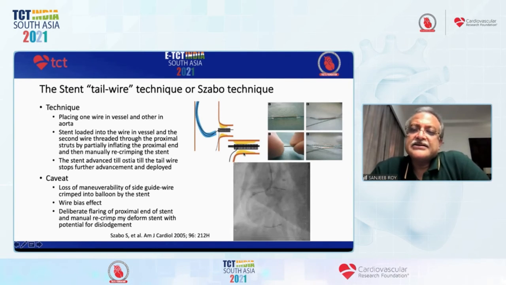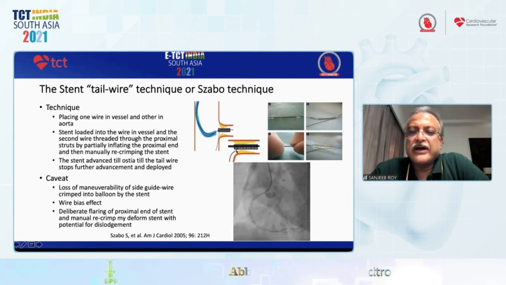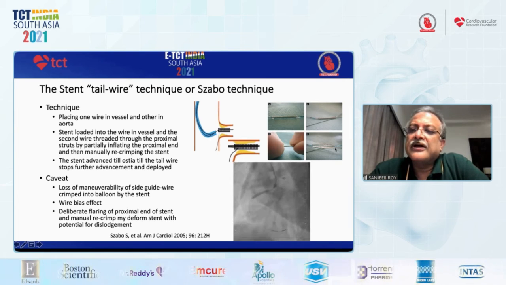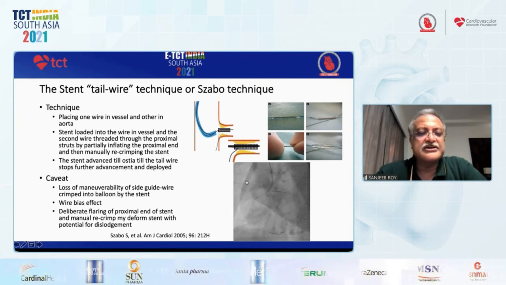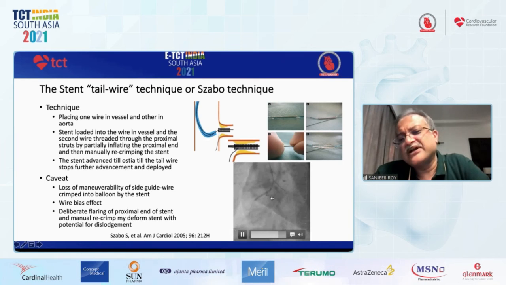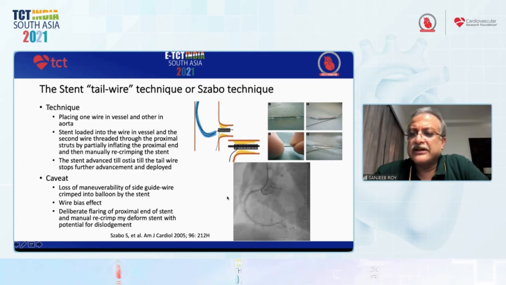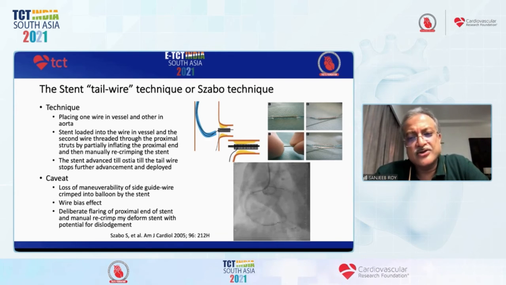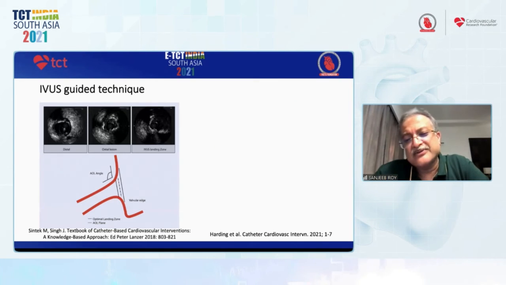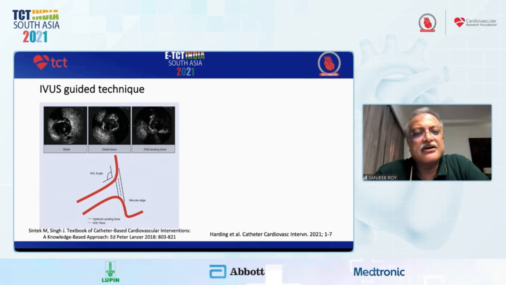Another technique is the Zabo technique, or this tail wire technique, where the stent is slightly before you deploy the stent outside. You just flare up the proximal and thread the second wire, which is in the aorta, through the proximal struts. This is one or two cases I have done. This is one of the Zabo method which I used here. But unfortunately, the acute results are good, but has shown that there is a lot of deformity in the stent. And the recrimping sometimes, if not proper, can cause the loss of stent.